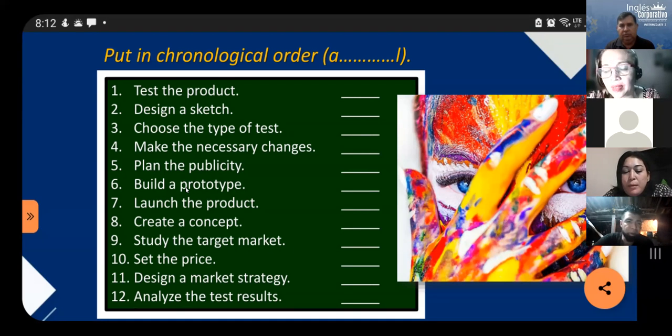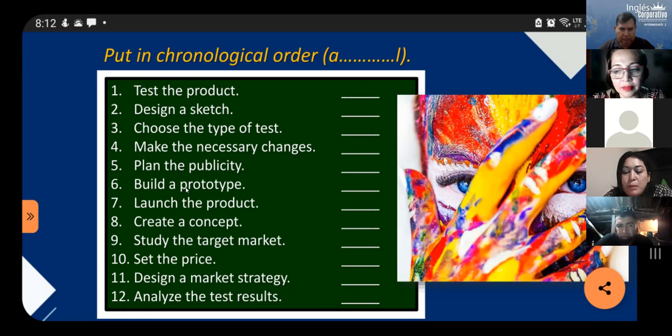We need to put order to 12 activities and number the first activity letter A. The second activity, letter B, is about the process to the launch of the product. Launch the product. And number one, in my opinion, is letter A. Create a concept.